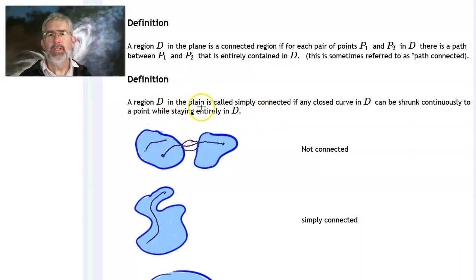Now we have a notion of simply connected. We say that a region D in the plane is simply connected if any closed curve in D can be shrunk continuously to a point while staying entirely in D. Let's scroll down and see what that means here.